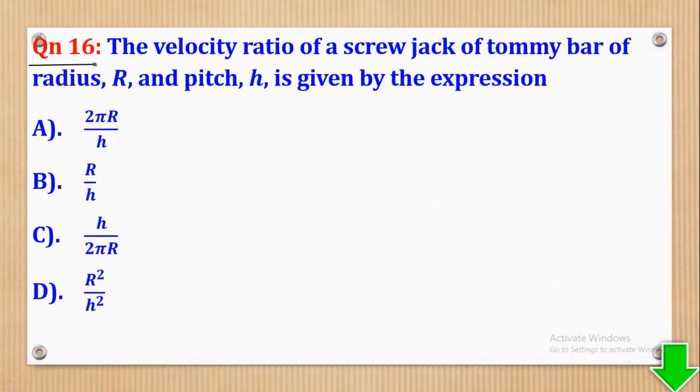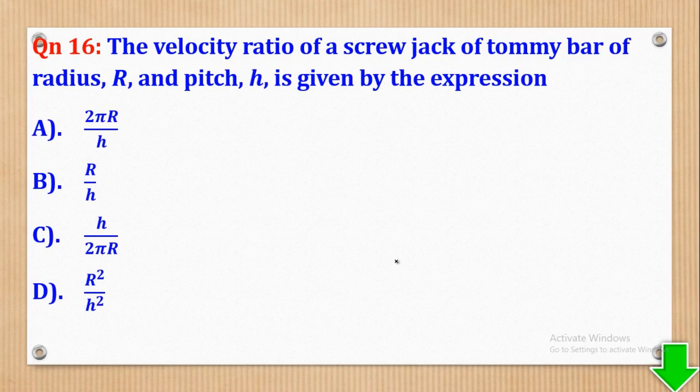So that was question 15. Now we shall go to question 16. The velocity ratio of a screw jack of Tommy bar of radius r and pitch h is given by the expression: option A, 2 pi r over h, option B, r over h, option C, h over 2 pi r, and option D, r squared over h squared.